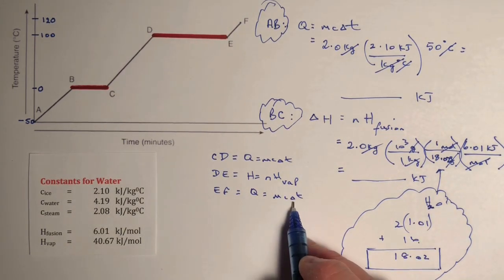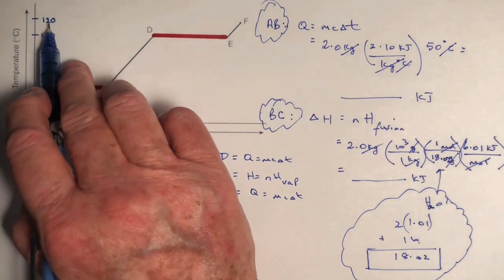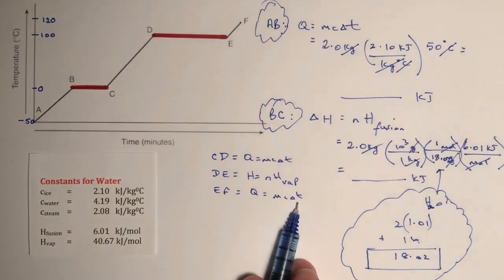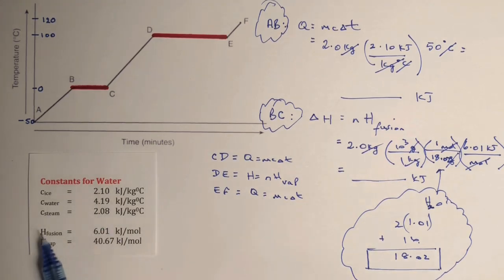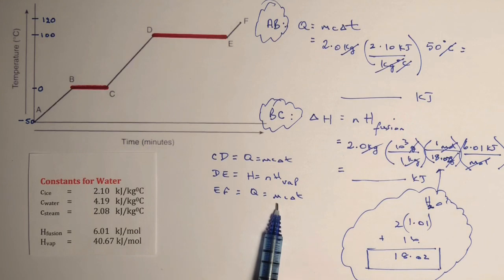But remember, the ΔT now is going to be the difference between 100 and 120, so it's only 20 degrees C. The specific capacity is going to be for steam. There it is, it says steam. And then, of course, the mass always stays the same. It's just 2.0 kilograms. So have fun, you guys. You should be able to finish this without much ado. Hope you're well. Talk to you soon.